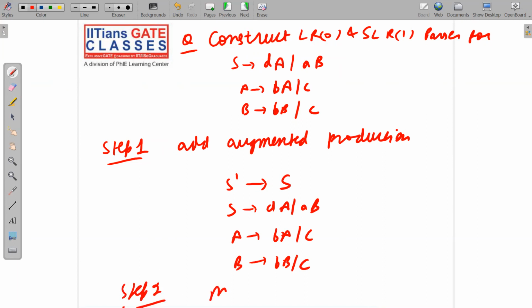Step number 2, make DFA of canonical collection of LR0 items. I am not writing it again and again. So you just have to make DFA. I am jumping to next slide and I will show you the DFA part.